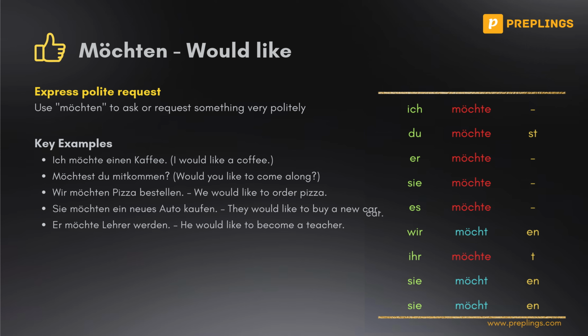Sie möchten ein neues Auto kaufen. They would like to buy a new car. Er möchte Lehrer werden. He would like to become a teacher. Take a moment to pause the video. Look at the conjugation table, and then look at the sentences.